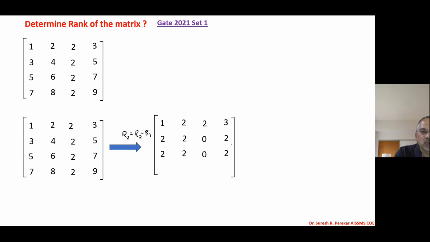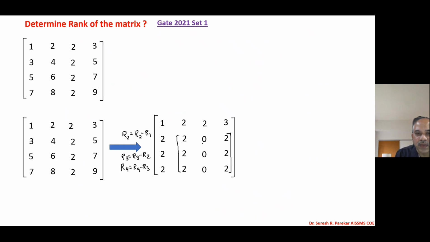Then we have next 2, 2, 0, 0, 2. The same way we have done over here: R3 is equal to R3 minus R2. So we have 5 minus 3 is 2, 6 minus 4 is 2, 2 minus 2 is 0, 7 minus 2 is 5. Then we have 2, 2, 0, 2. So I have subtracted R4 equal to R4 minus R3, and we have this one 0. Now you can see if we go to this matrix, we will get 0. If we go to this matrix also, then it is also going to be 0.